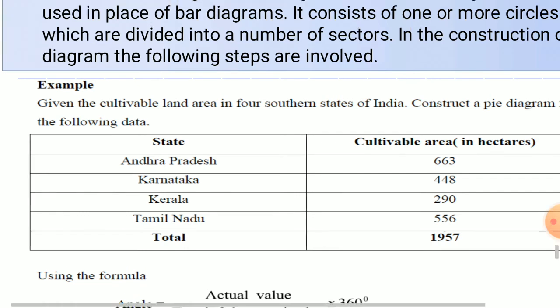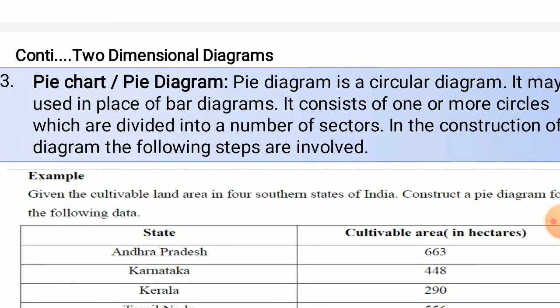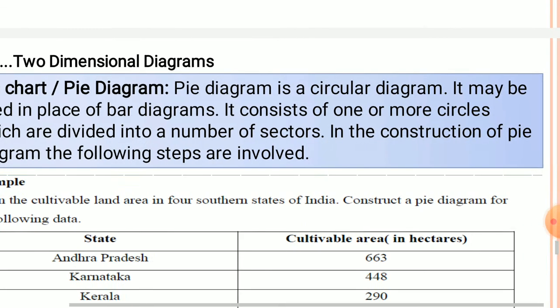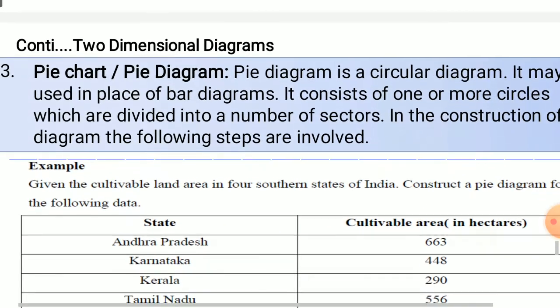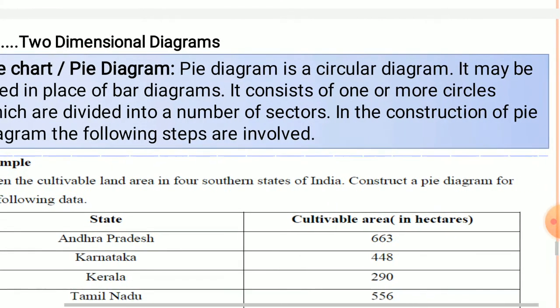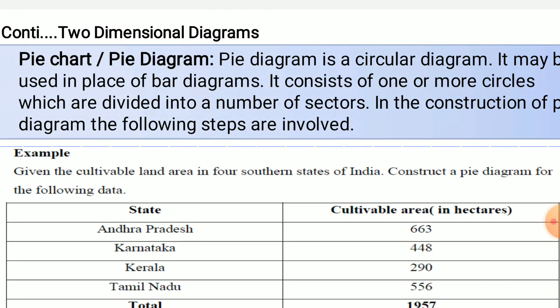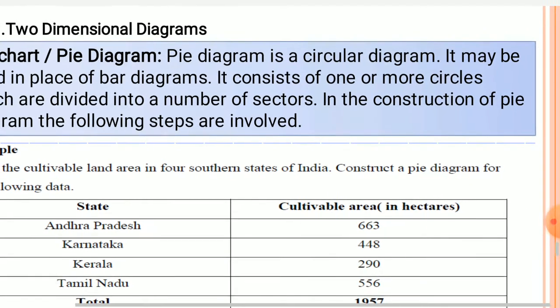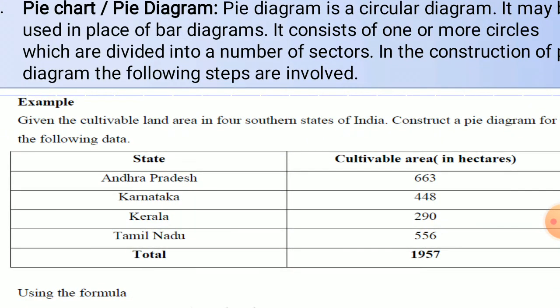So the pie chart or pie diagram is one of the two-dimensional diagrams which is used for representing statistical data, for analyzing and for taking decisions. The pie diagram is a circular diagram that may be used in place of bar diagrams, and it consists of one or more circles which are divided into a number of sectors. In the construction of a pie diagram, certain steps are involved.